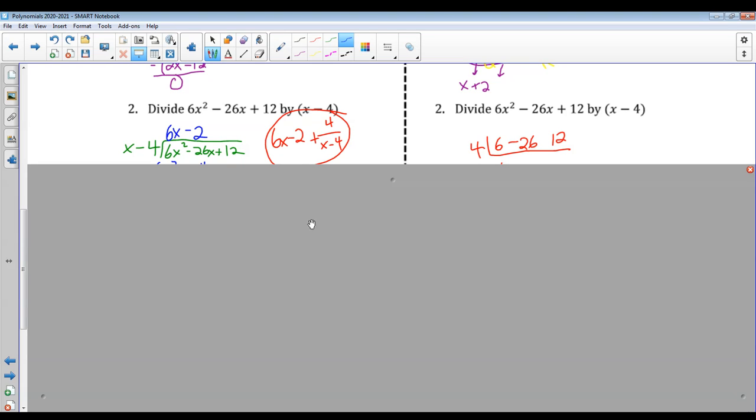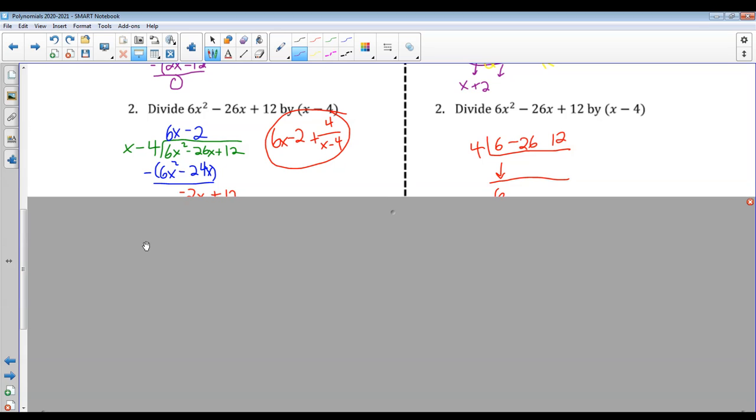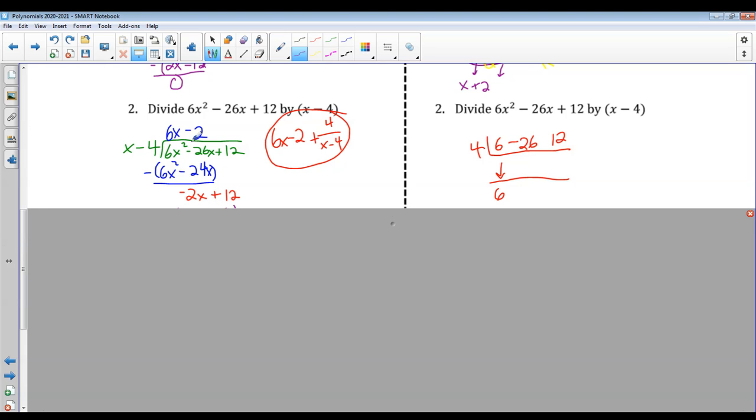All right, so let's see how we did. To multiply x to get to x squared, we need to multiply that by exactly 6x. So that's where I got this from. We multiplied x times 6x, negative 4 times 6x. That's how I got this line. And we subtracted. Negative 26x minus a negative 24x is a negative 2x. We bring the 12 down.